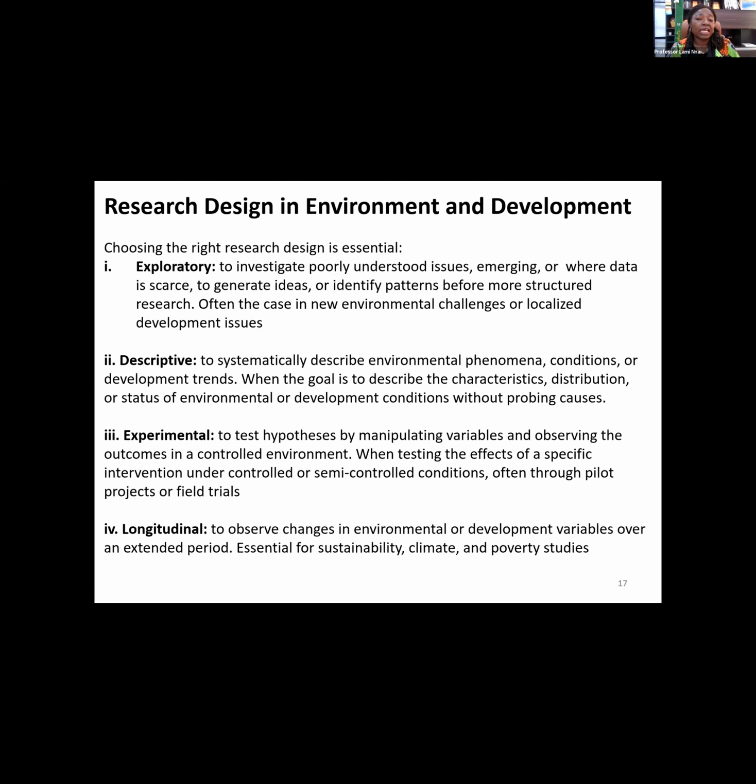When you are doing exploratory research design, it means there are some poorly understood issues or there are emerging issues, where data is scarce and you want to generate ideas or identify patterns, okay? So that is exploratory. You want to explore to find out, why is this like this? Why hasn't this been done? That's exploratory, like the name tells us.